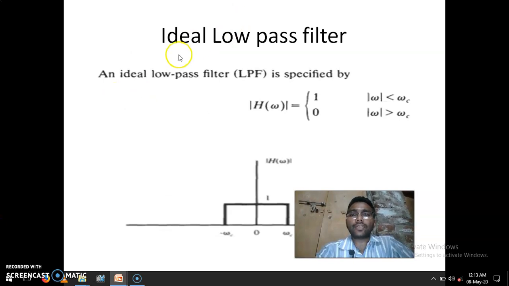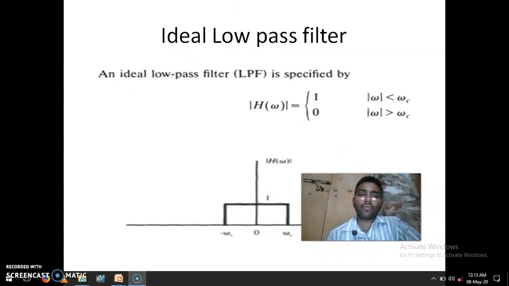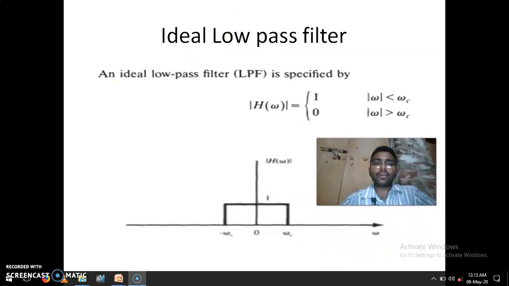So we will have first the ideal low pass filter. What is a low pass filter? A filter that allows frequencies that are less than a particular frequency, which is called the cutoff frequency, and attenuates or simply removes all the other frequencies, is called a low pass filter. An ideal case is that for the frequencies which are less than omega c, the gain will be 1, and for the frequencies greater than omega c, the gain will be simply 0. We can see that here in the expression as well as in the frequency response diagram.